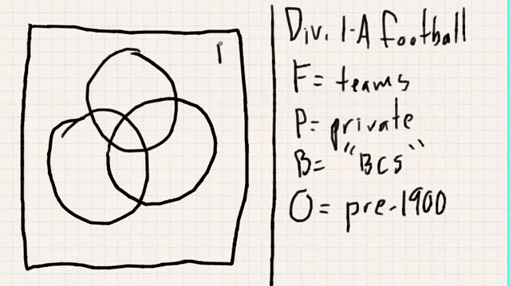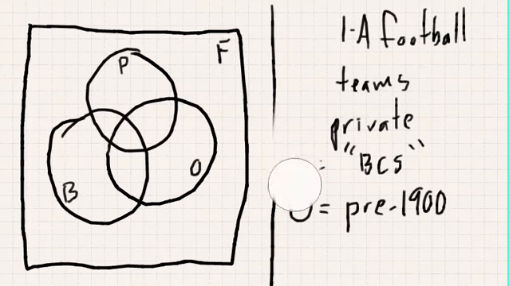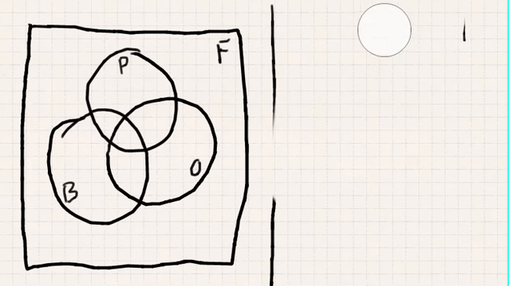Okay, so this is all the football teams. These are the private schools. These are the BCS schools. And these are the old pre-1900 schools. Now remember this notation, hopefully, because I'm going to have to erase it, because now I'm going to write down some data.